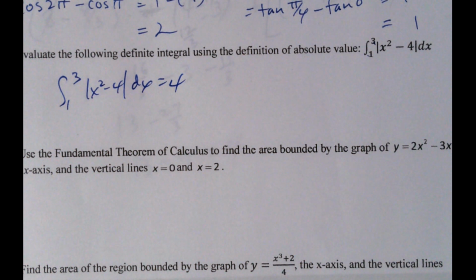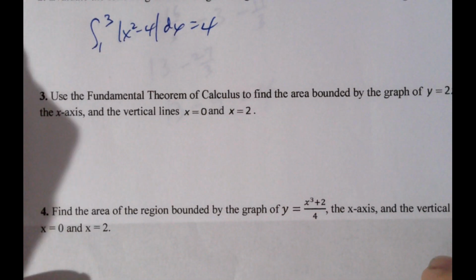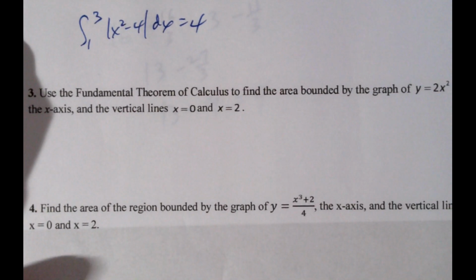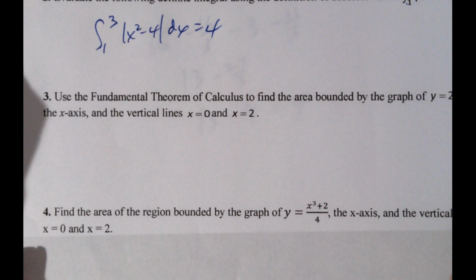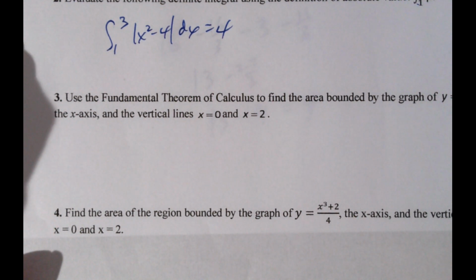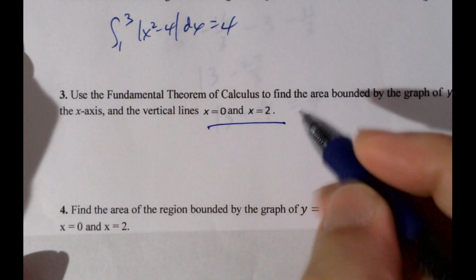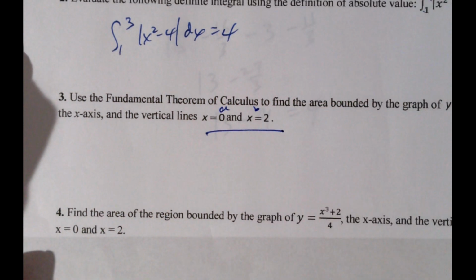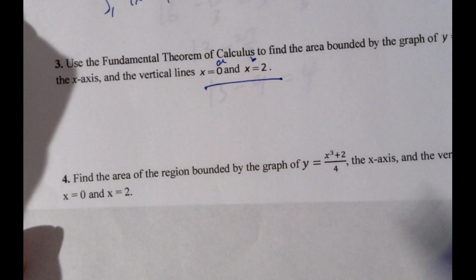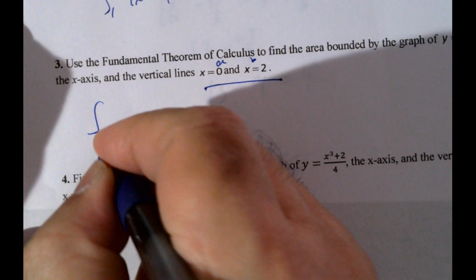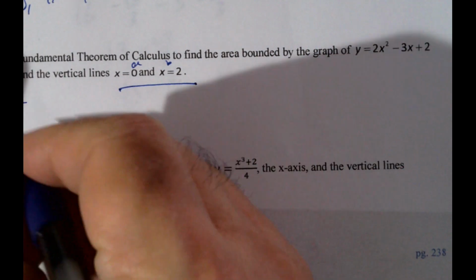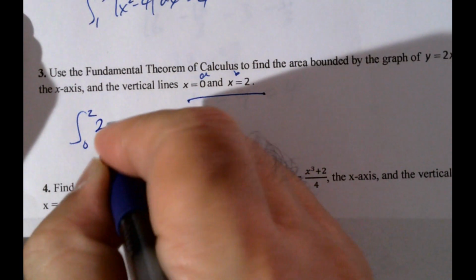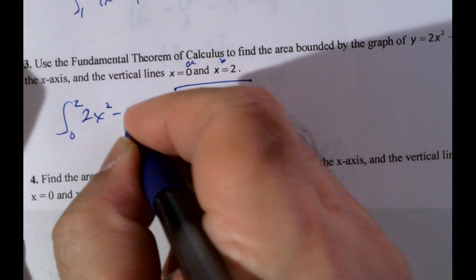All right, let's do number 3. I didn't do this in class, but I'm going to go ahead and do it on the video. Y equals 2x squared minus 3x plus 2, and the vertical lines x equals 0 and x equals 2. So basically this is telling you A to B and the x-axis. So all you've got to do is integrate from 0 to 2 of 2x squared minus 3x plus 2 dx.